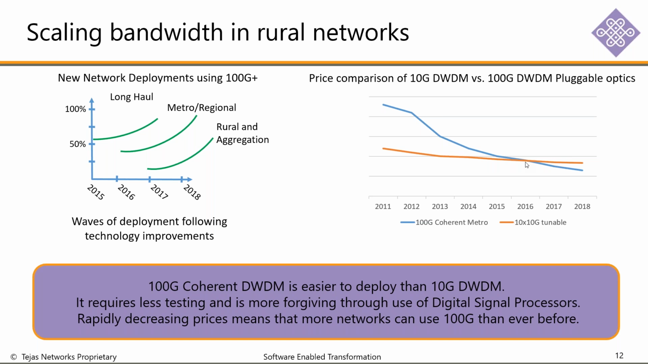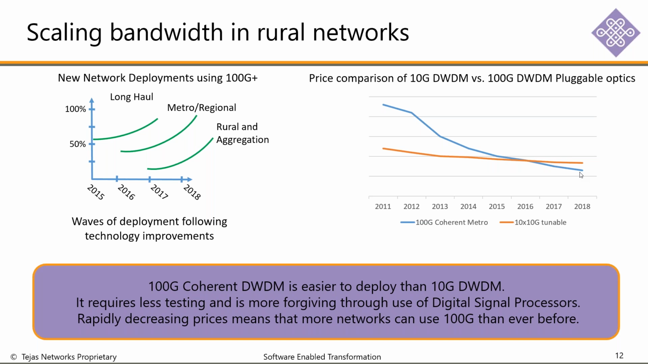And the 10 by 10 gig market has kind of flattened out in price. It might see some continued downward movement, but it's pretty much flattened out on price. But the 100 gig market continues to slide down very quickly. And the projection now is that in 2018, the price of a 100 gig optic will be about 70% of the price of 10 gig optics.